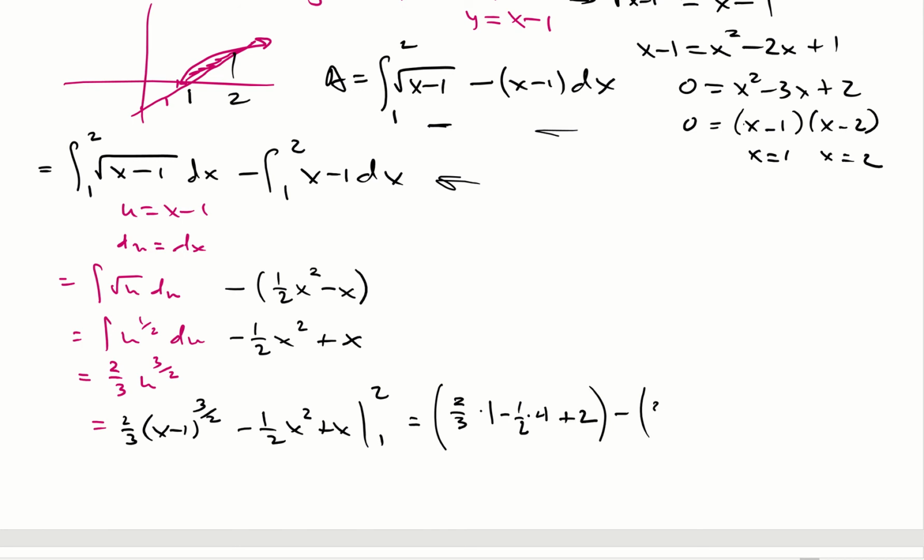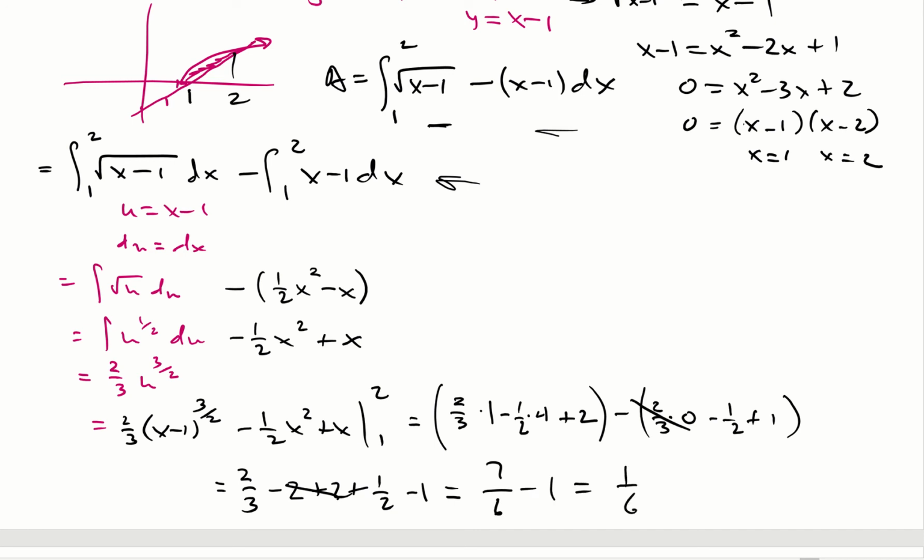You plug in 1 here, you get 2/3 times 0. He's gone. And then you have a minus 1/2 and plus a 1. Okay, good. We're on track now. So we have, therefore, 2/3. And we have, watch this, a minus 2 and a plus 2. Bye-bye, right? And then we have a minus is plus 1/2. And then we have minus 1. Okay, so what do we have? These are gone. I got 2/3 and 1/2. In terms of sixths, that's 4 plus 3, that's 7/6 minus 1. Guess what? The answer is 1/6.